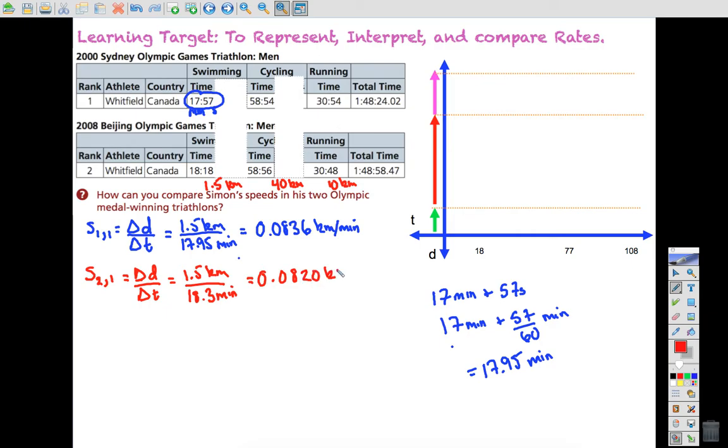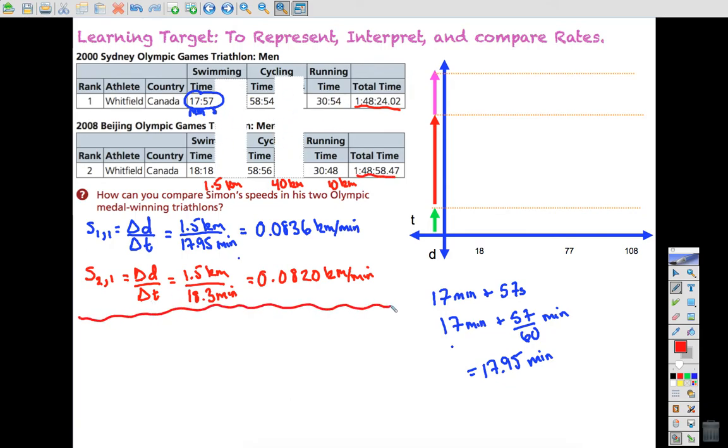0.0820 kilometers per minute. So if you look at this and you say, well, which one was actually faster? This number is larger, and so in the blue, his first time was actually faster, which kind of makes sense to us if we look at the total times. We're expecting him to be faster in the first leg.